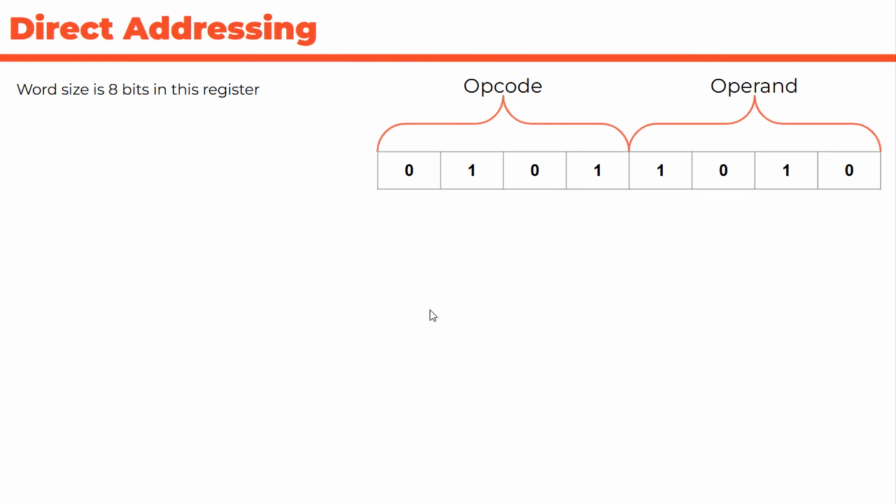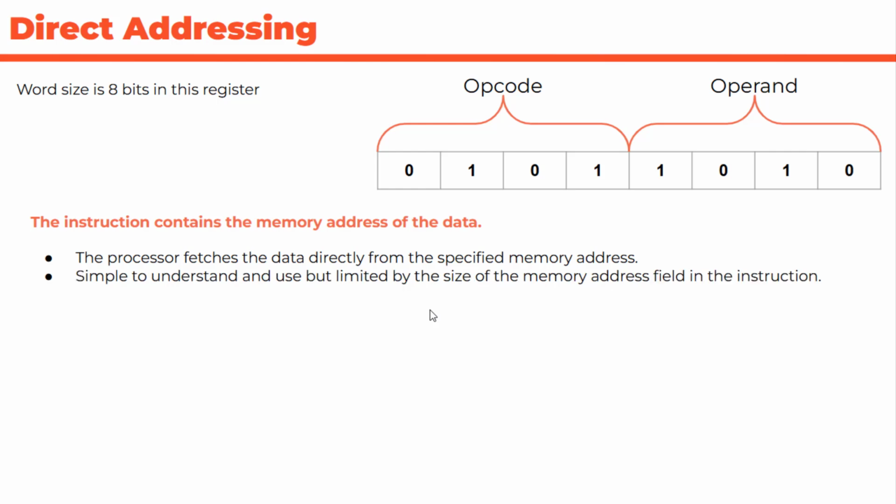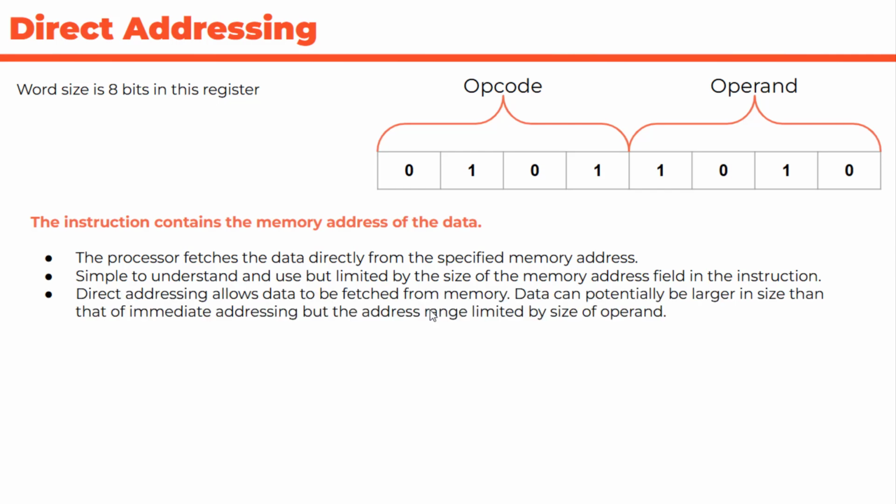On to the next one, and we're talking about direct addressing now. Same opcode, same operand, but this time the operand does something slightly different. It's no longer the actual data, however, it is a memory address. The instruction contains the memory address of the data, and the processor fetches the data directly from the specified memory address. That's simple to understand and use, but is limited by the size of the memory address field in the instruction itself.